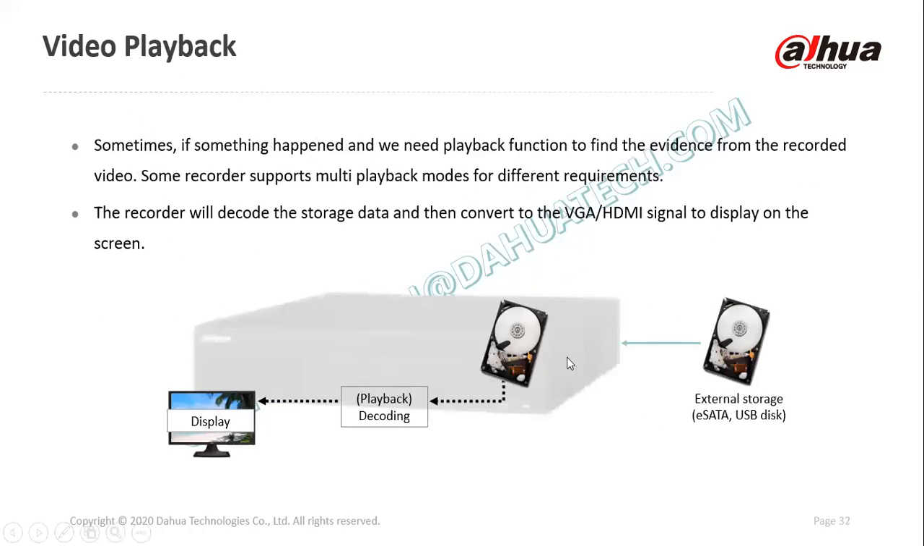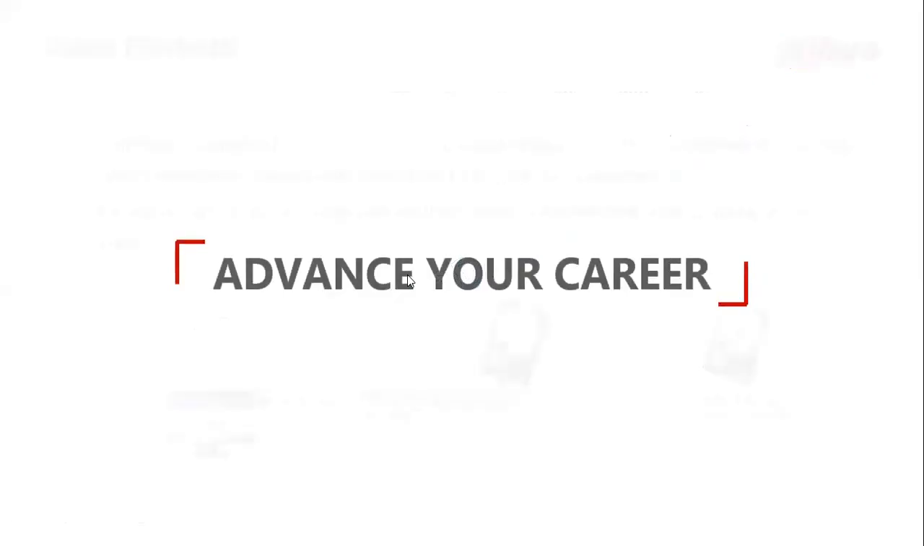A playback function is just about displaying information from the recorder HDD to the display. So you are fetching information from the recorder and displaying it. It's like playback, like rewinding. You can also use external storage like eSATA and USB disk. This is only for cases where you have an interface supporting eSATA at the recorder. Okay, so that's basically the information about the recorder.